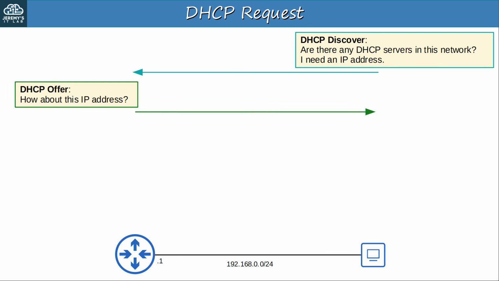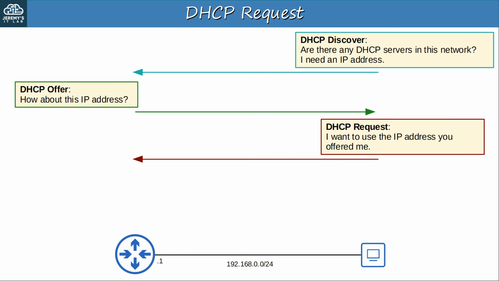Okay, the next message is the DHCP Request message. It is sent from the DHCP client to the server, telling the server that it wants to use the IP address it was offered. This is important. There may be multiple DHCP servers on the local network, and all of them will reply to the client's Discover message with an offer. So the client has to tell which server it is accepting the offer from and request to use that IP address. Typically, the client will accept the first offer it receives.